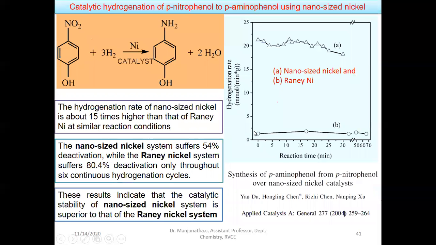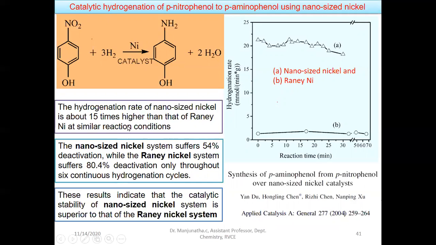Let us understand the catalytic property of nanomaterials with another example. This is the catalytic hydrogenation of paranitrophenol, meaning the nitro group is converted to an amino group. We are reducing the nitro group to an amine group, paranitrophenol to para-aminophenol, by using a nickel catalyst. This study was carried out by Yan Du et al., published in the journal Applied Catalysis.